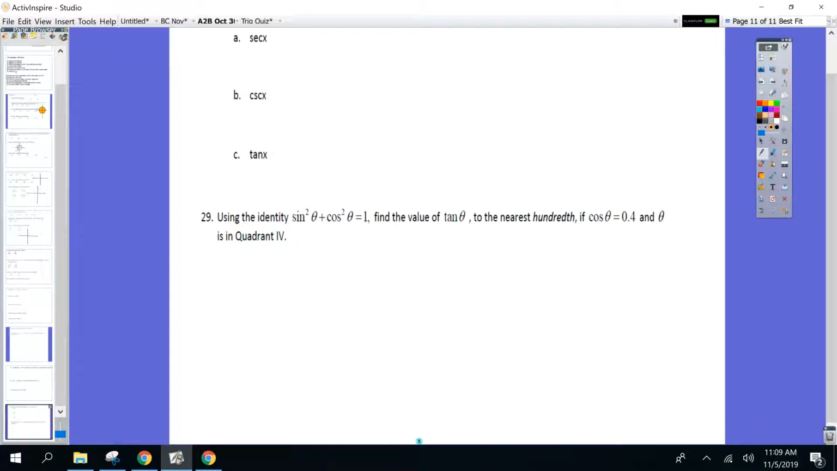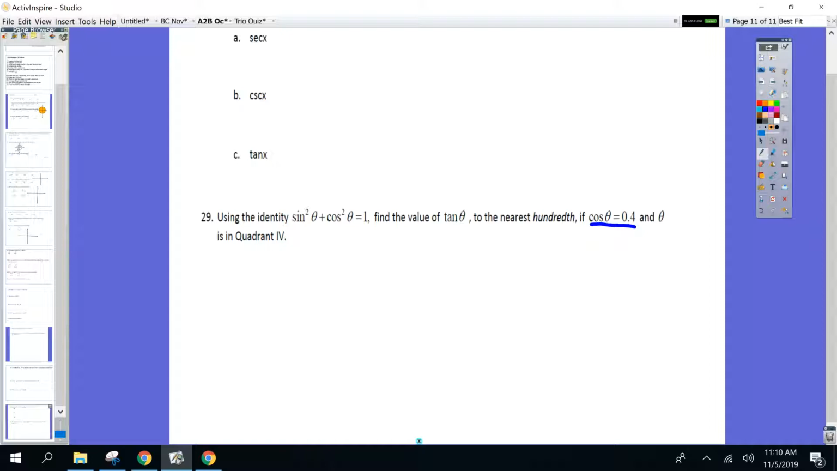Okay, here you go, Marissa. This is one I was going to go over anyway. There is also a second practice question, number 32, that you can try on your own to see how you're doing. Using sine squared plus cosine squared equals 1, find the value of tangent. I give you cosine is 0.4, and we're in what quadrant? Quadrant 4. So at the end of this problem, when I'm totally done, my answer should be positive or negative? I'm finding tangent in the 4th quadrant.